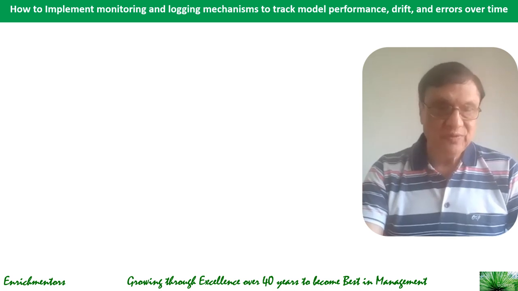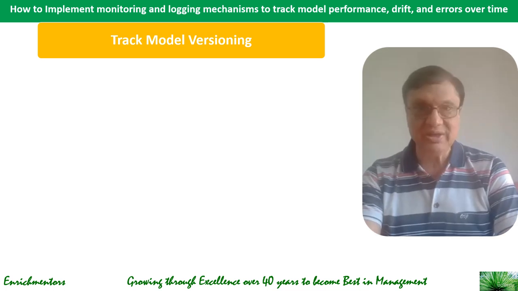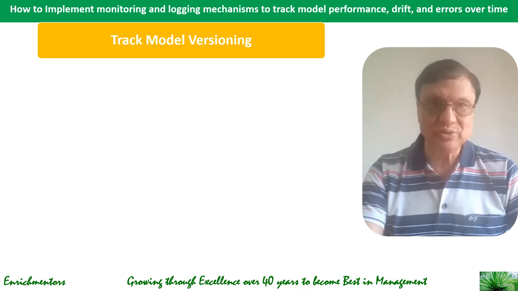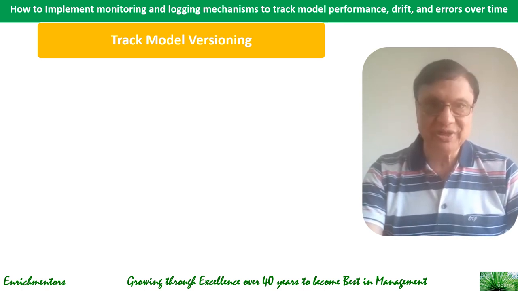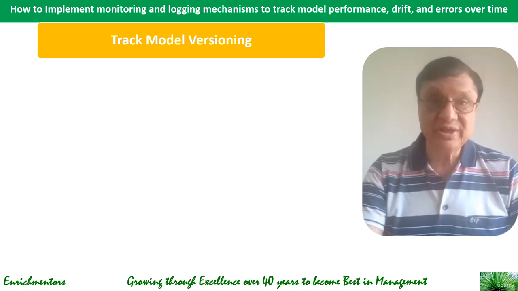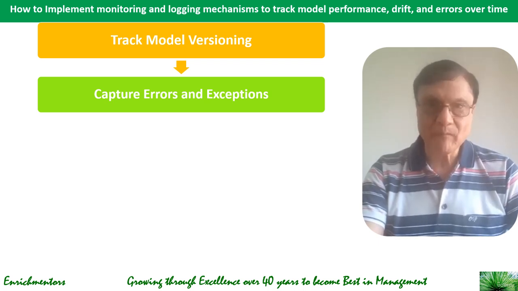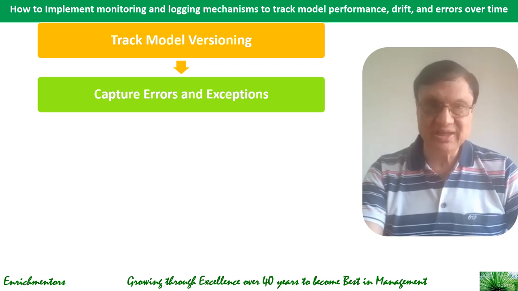A few final steps. You track model versioning. Maintain model versioning of the deployed model and associated artifacts like pre-processing steps and feature engineering pipeline to track changes over time. You log model version information along with prediction data to facilitate traceability and reproducibility. Then you capture and log errors, exceptions, and failures encountered during model training, deployment, or inference, whatever the stage it happens. Include stack traces, error messages, and contextual information to aid in debugging and troubleshooting.